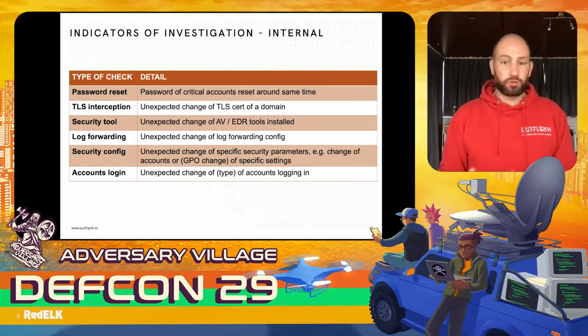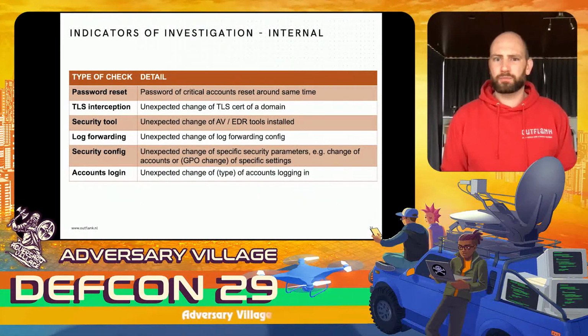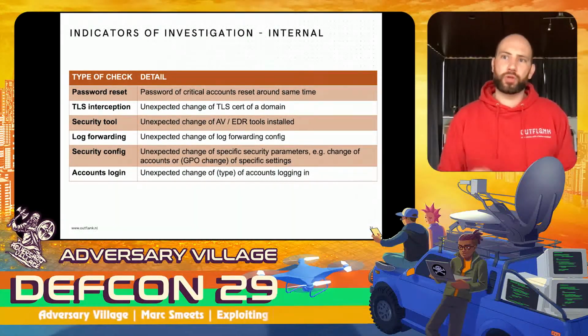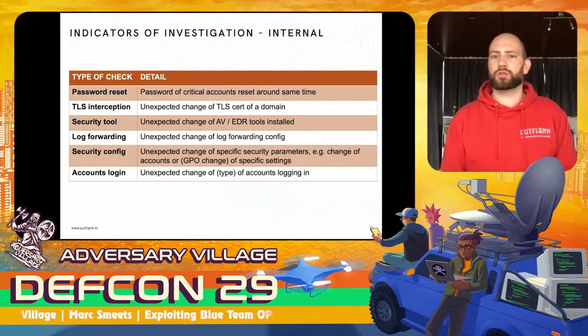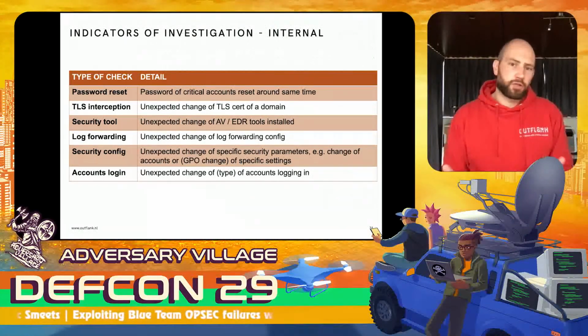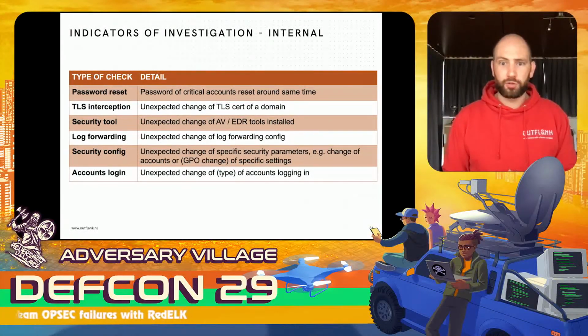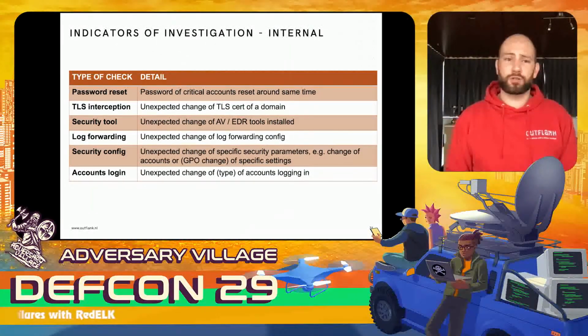We can check for very specific security config changes. This is a very broad topic, but it is a category that needs to be mentioned. So if you have an implant doing some checks, you can check many different security parameters, local security policies, and if those change, why would they be changing during operation?